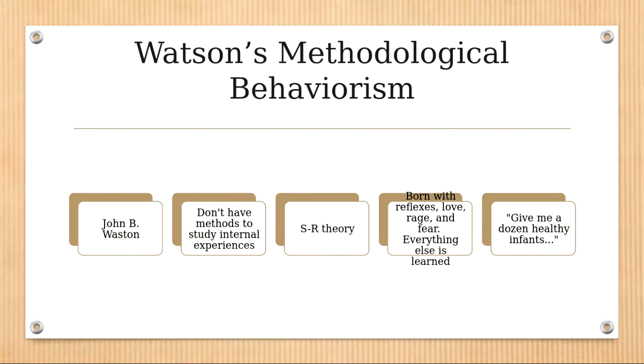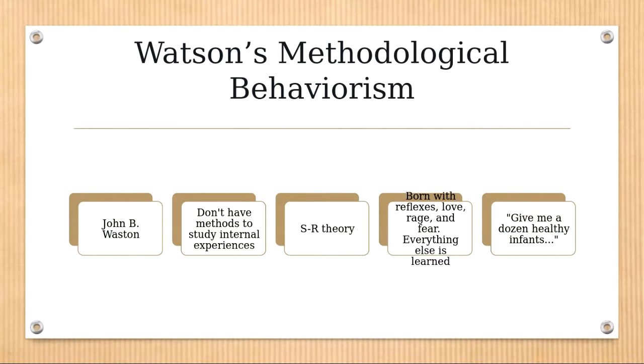Watson originally believed that all behaviors were reflexive. So this is an S-R theory, meaning there's some stimulus in the environment that leads directly to a behavioral response. All of our behaviors are the result of these inborn reflexes that are caused by some stimulus in the environment. Watson later changed his view and said that we are born with some reflexes, and we're born with 3 core emotions. Those core emotions are love, rage, and fear. He said everything beyond that was learned. So he changed his view of behavior greatly.